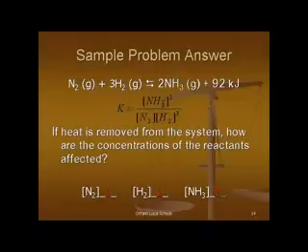Well, let's check your answer. If heat is removed from the system, how are the concentrations of the reactants affected? Your concentrations of nitrogen and hydrogen are going to decrease because you're going to favor a shift in the equilibrium to the right, since you're removing heat, really a product of the reaction. So your concentration of ammonia, NH3, should increase.